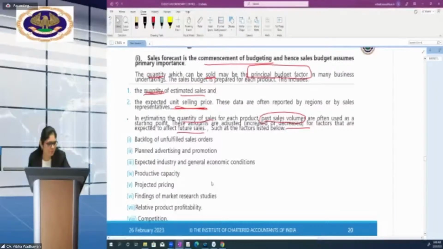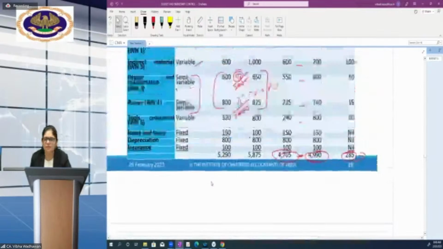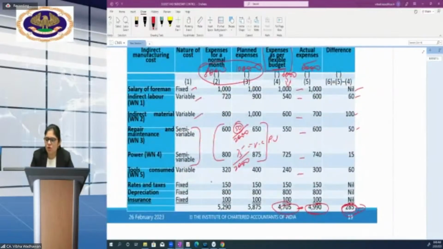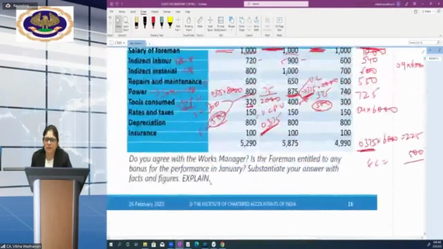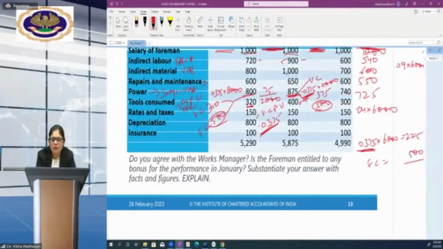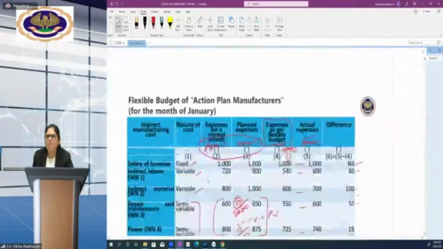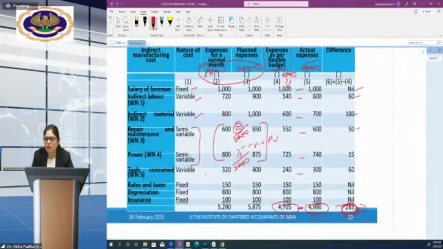Dhyanish is asking about this question: is the foreman entitled to any bonus? We were expected to answer whether you agree with the works manager. No, the foreman is not entitled to any bonus. Why? Because there is no saving. The actual was greater than the budgeted, so there was no saving, there was overspending. So the foreman who was claiming the bonus is wrong. The foreman is not eligible for any bonus.